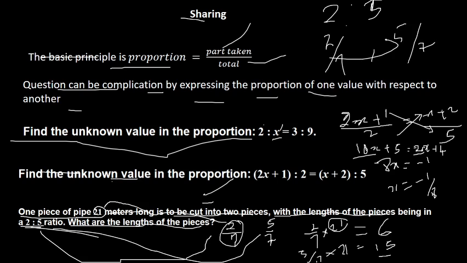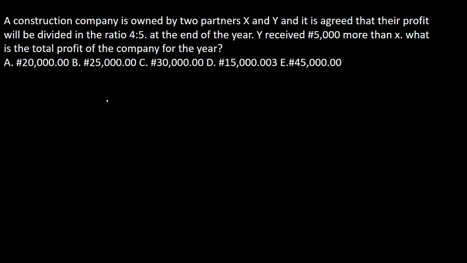So that is it, no more than that. So the next question is: a construction company is owned by two partners, X and Y, and it's agreed that their profit will be divided in the ratio 4:5, depending on the money that they have deposited for the business at the end of the year.